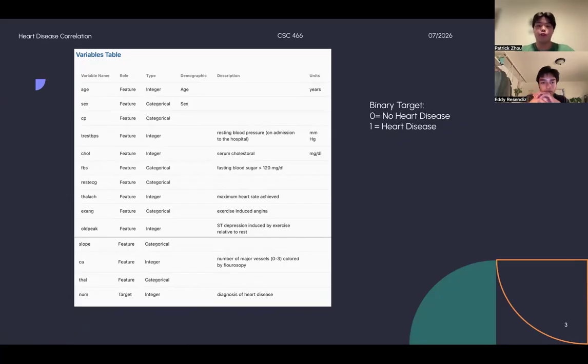Here's a quick overview of our variables table. I won't go too deep into this because we cover what some of these variables mean later on, but I did want to point out that on the right we have our binary target. 0 means that there is no heart disease present, while 1 means that there is heart disease present.